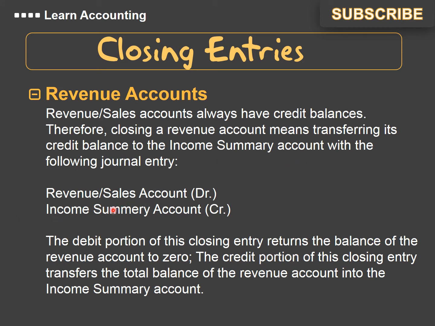Sales account debit, income summary account credit. Remember one thing, whenever we need to close any ledger or any account, we need to make that ledger account zero. For that purpose, the total balance of that account will be zero and reverse to the other account in which account we are going to transfer that account balance. So the balance of the sales account will transfer to the income summary account. So the sales account is debit and income summary account will be credit.